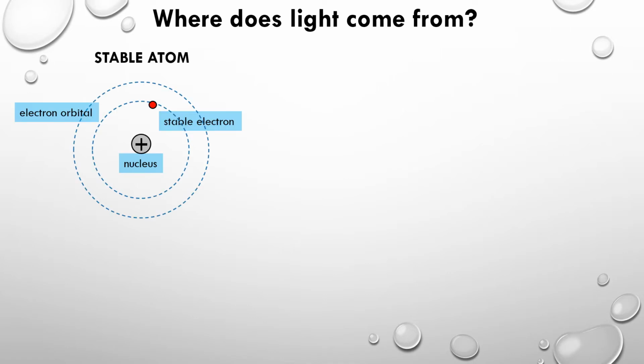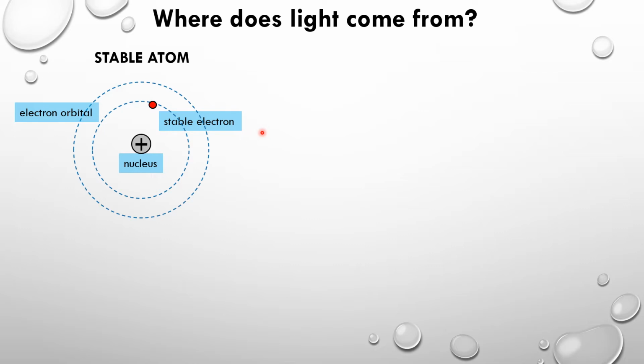So, where does light come from? Well, we start with an atom. So here is a diagram of an atom. An atom, remember, consists of a nucleus in the middle and then orbitals around the atom. Electrons sit in orbitals around an atom. In this case, there is one electron in the closest orbital around the atom.